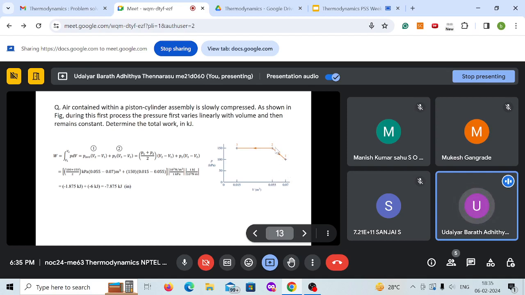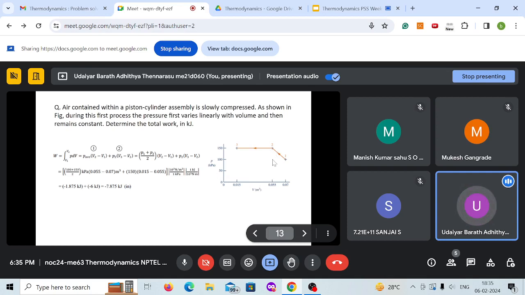So the area of the triangle is half of height into base. So base will be nothing but the change in volume. So 0.07 minus 0.055, and your height will be P2 minus P1.